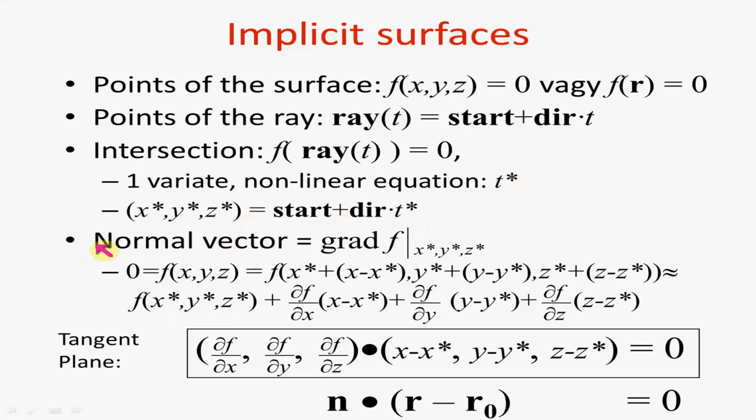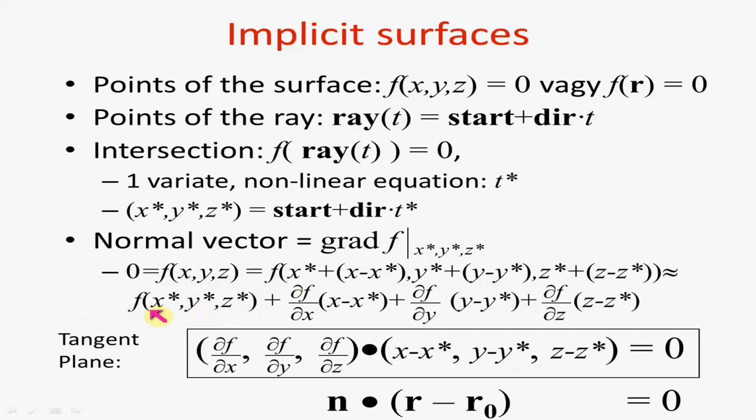Recall that we also have to find the normal vector at this point. In case of implicit surfaces, the normal vector can be obtained with the gradient calculation, which means that we have to obtain the partial derivatives with respect to the three Cartesian coordinates, and these three derivatives form the three components of the normal vector. To prove it, let us express the implicit equation around the intersection point x star, y star, z star using Taylor's approximation.